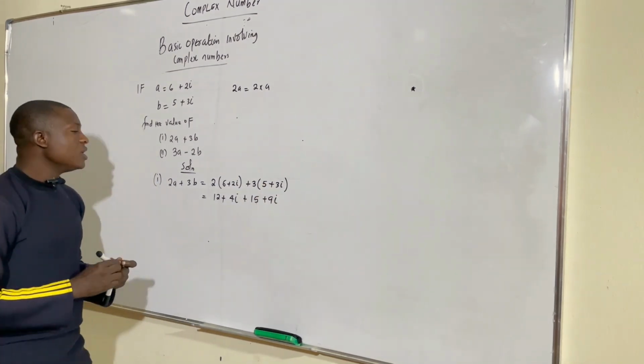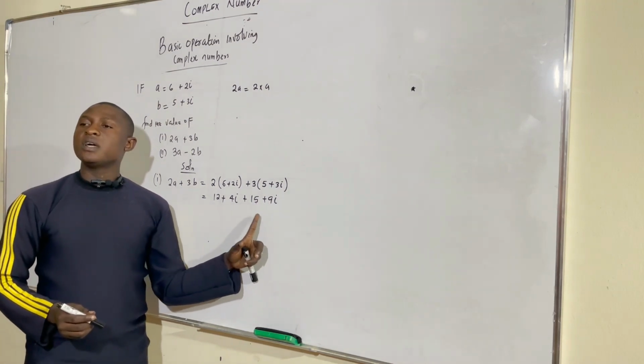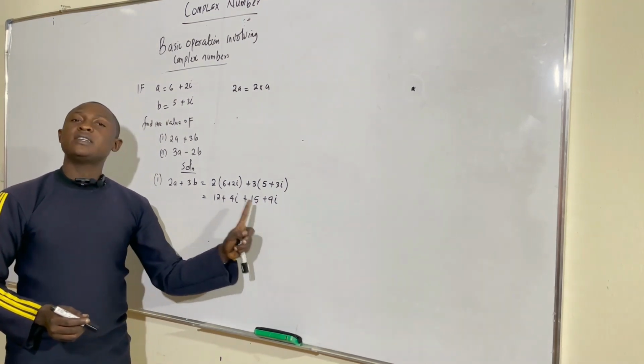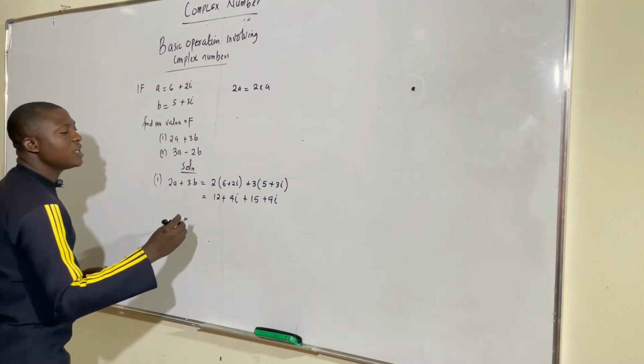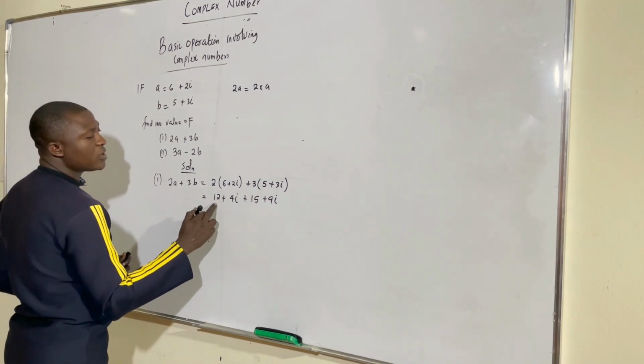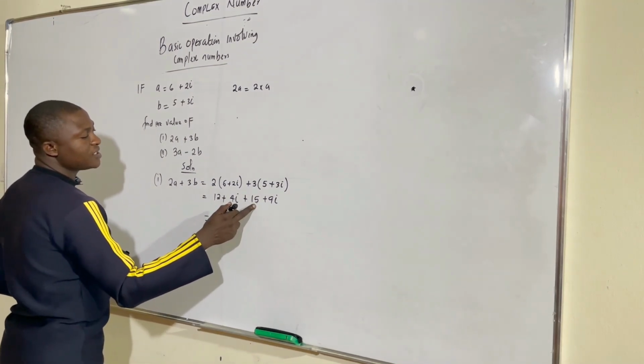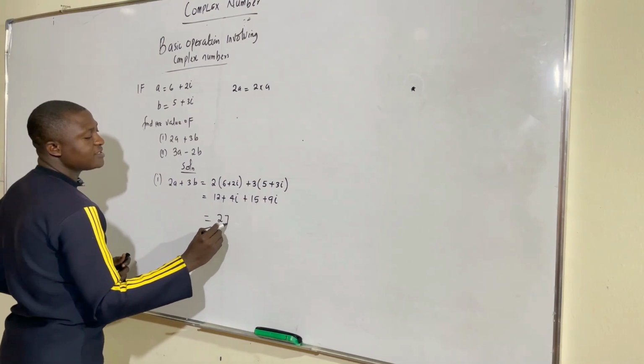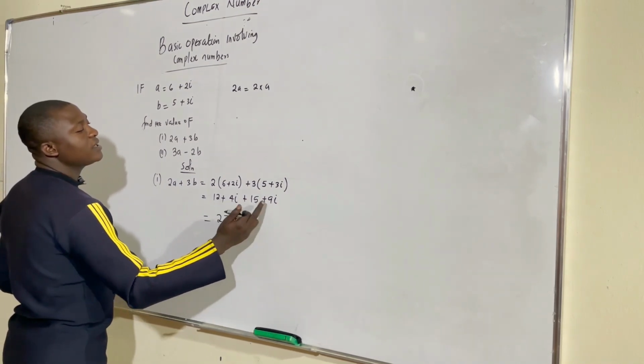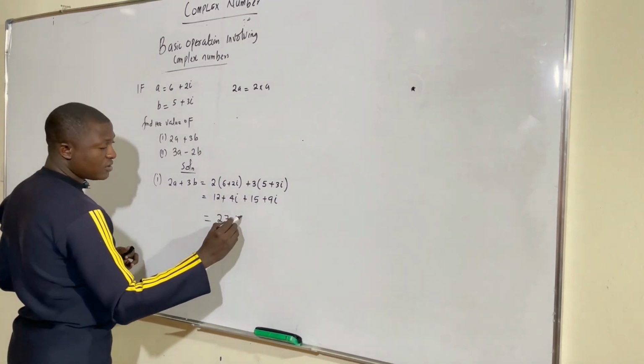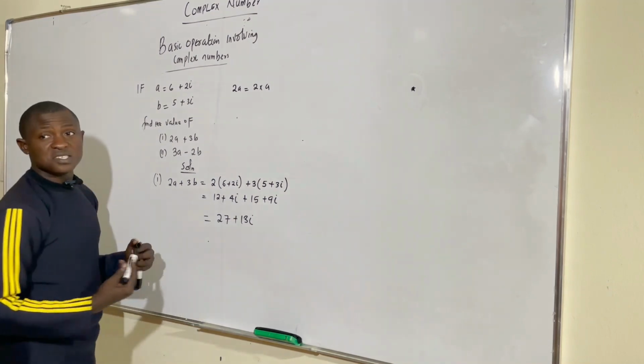So you can see now, you can add real numbers for the real numbers, at the same time, imaginary numbers for imaginary numbers. So here, I can have this one to be 12 plus 15. That's going to be 27. Then 4i plus 9i, that one's going to give us 13i. You can see it's straightforward.